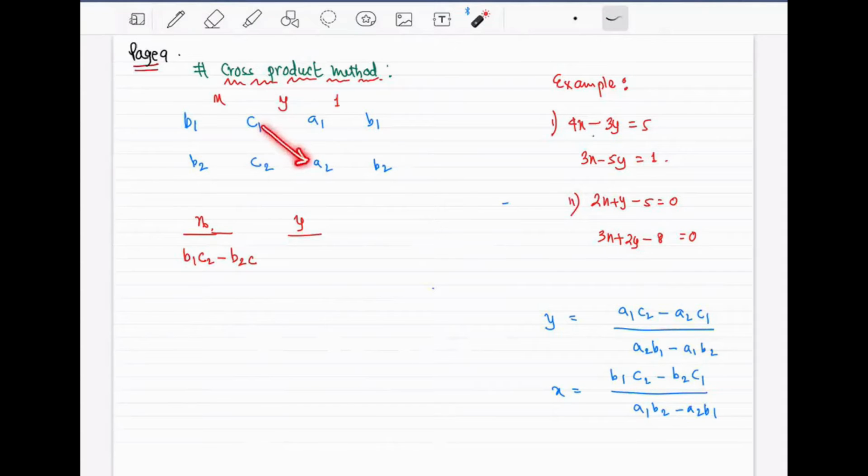Cross multiply C1 and A2. So we get C1 A2 minus. If I cross multiply like this, it will be the positive sign. Downwards is positive, outwards is negative. So outwards we get C2A1 cross multiplication. Okay, C2A1. Then at last, what is it?